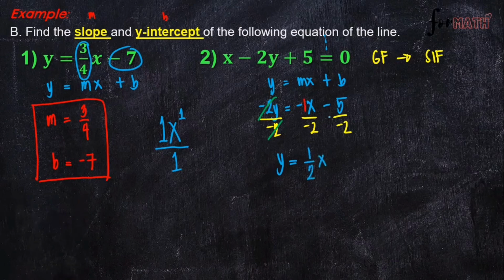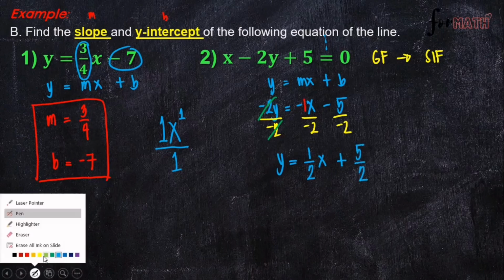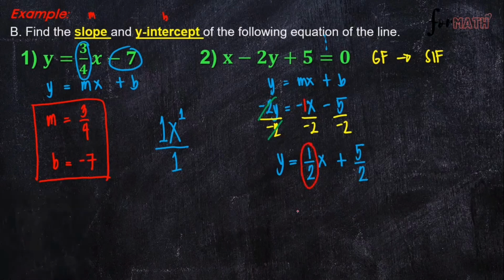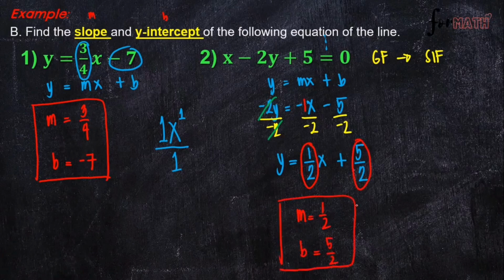And then x. And then negative 5 divided by negative 2, hindi natin pwedeng ma-divide, pero pwede siyang maging positive na kasi negative divided by negative ay magiging positive. Then copy 5 over 2. So ito na po yung SIF natin. So therefore, makuha na natin yung ating slope. Slope natin ay 1/2. And then ang ating y-intercept ay 5 over 2. Okay. Ayan.